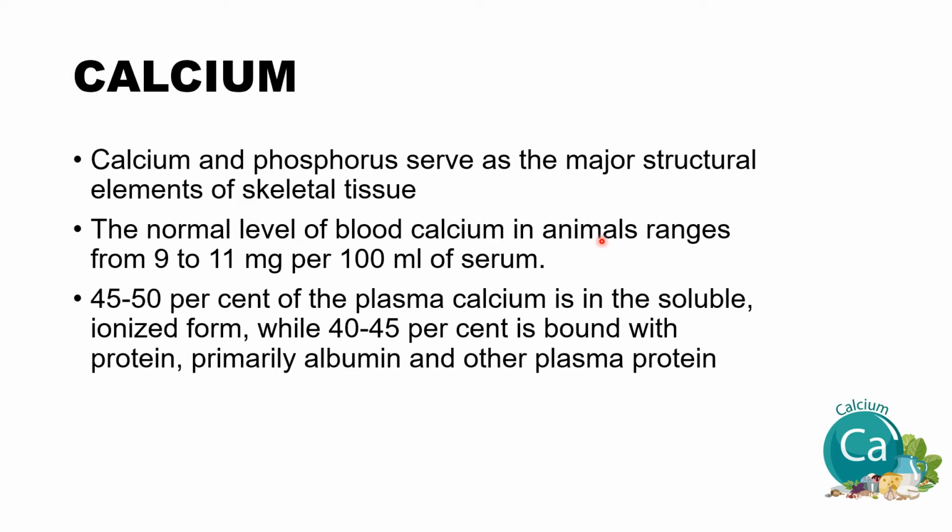So, yung normal na level of blood calcium in animals ranges from 9 to 11 milligram per 100 ml of blood serum. Ganun lang yung amount niya. Now with that, 45 to 50% of the plasma calcium nandito sa blood serum is in the soluble ionized form, while 40 to 45% is bound with protein, primarily as albumin and other plasma proteins. So, you could say that half of it is soluble and in ionized form, while yung half is bound doon sa protein as albumin. So, yun yung calcium.